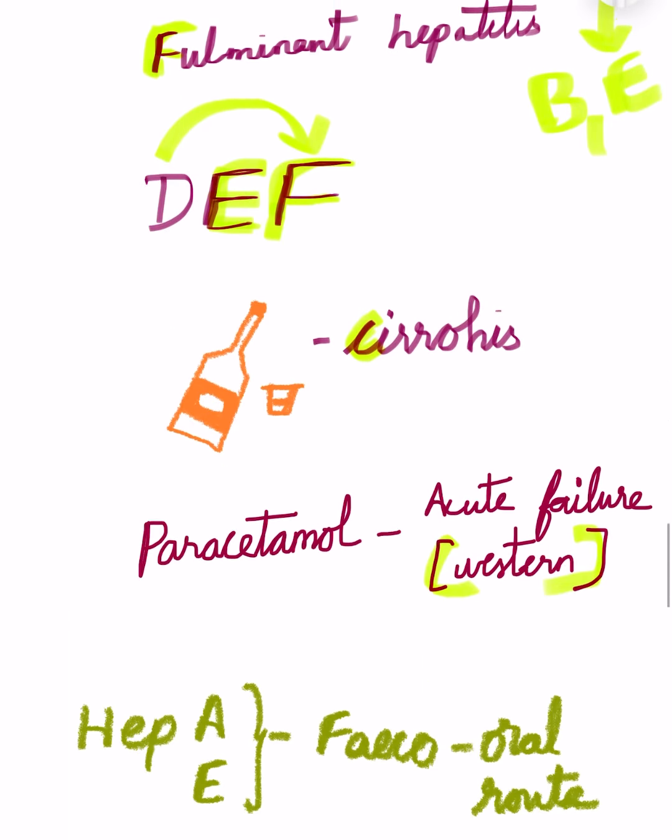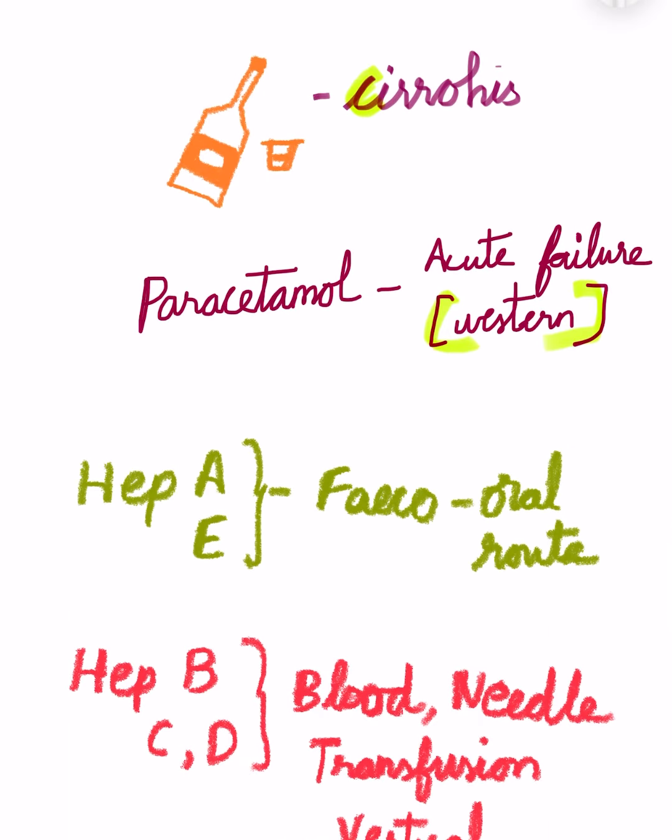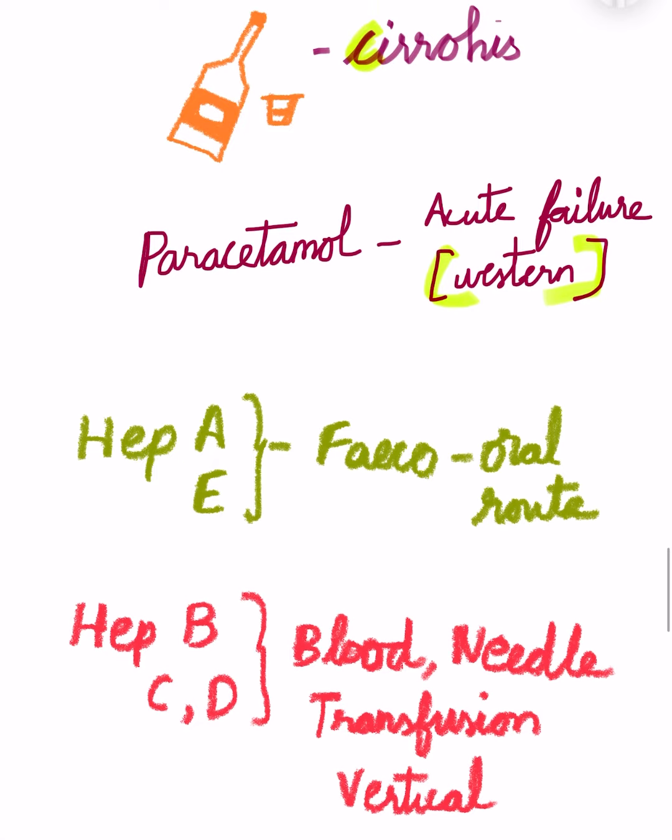Regarding the mode of transmission, hepatitis A and E have the fecal-oral route, whereas hepatitis B, C and D have blood transmission or needle transmission or the vertical route from mother to fetus. This can be remembered with the vowel letters: A and E, the vowels, have fecal-oral transmission, whereas hepatitis B, C and D have blood transmission, vertical transmission, needle transmission or transmission through blood products.